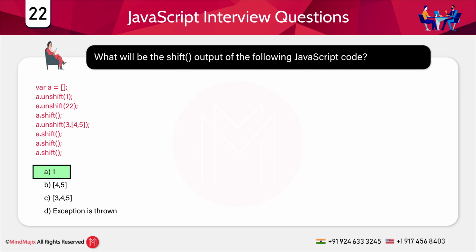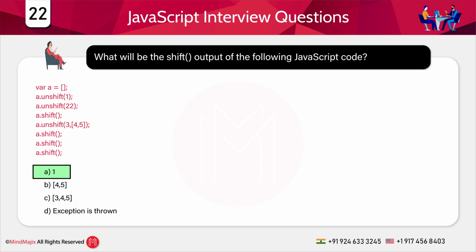So here, first of all, A is empty. Using the unshift method, 1 will be pushed into the array. So the array element will be 1. Then again, the 22 value is added. So the array elements become 1, 22. Then the shift method is called, which means the first element gets deleted. So the 1 will be deleted, and in the array only one element is there, 22.